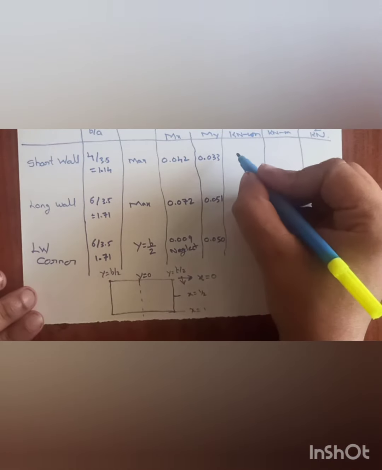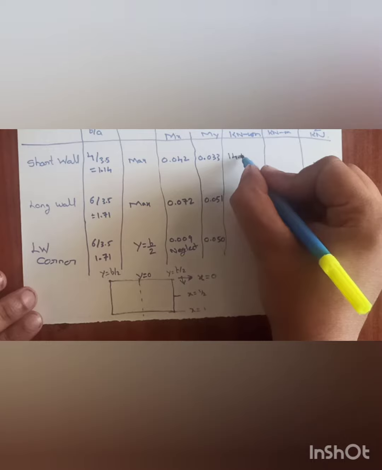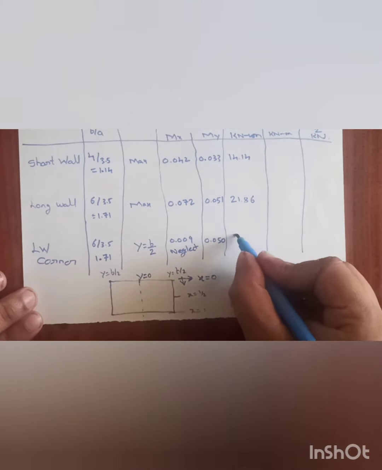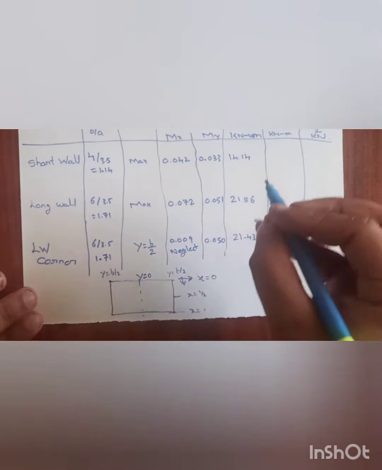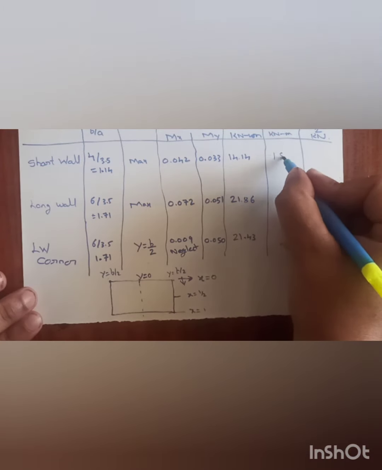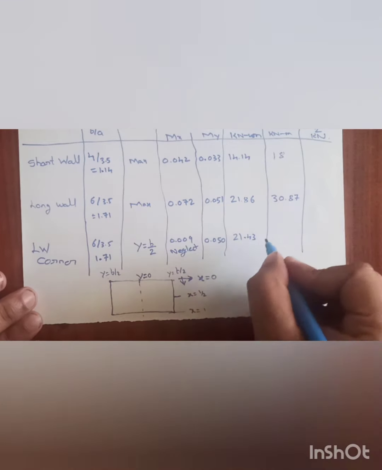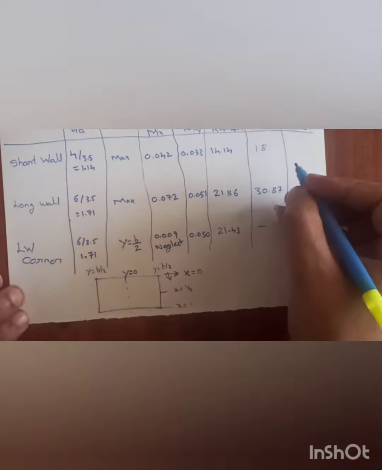Now the horizontal moment, using the formulas, we will get 14.14, 21.86, 21.43, vertical moment 18, 30.87. Here we are just neglecting it, so 0.